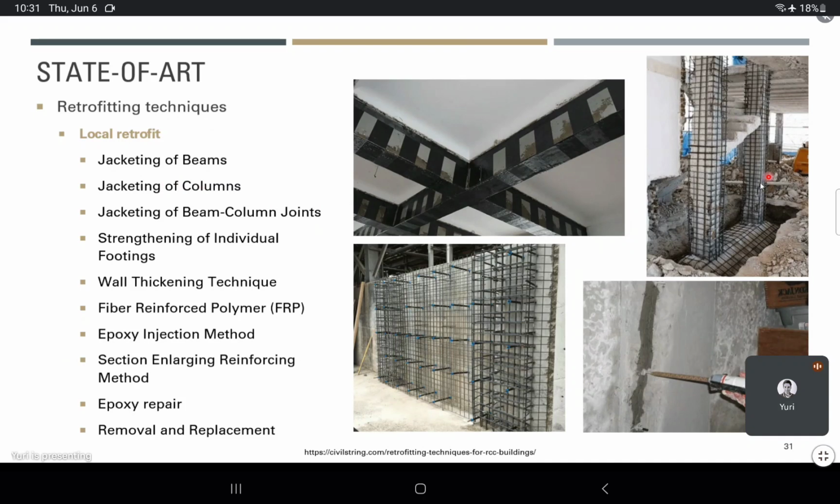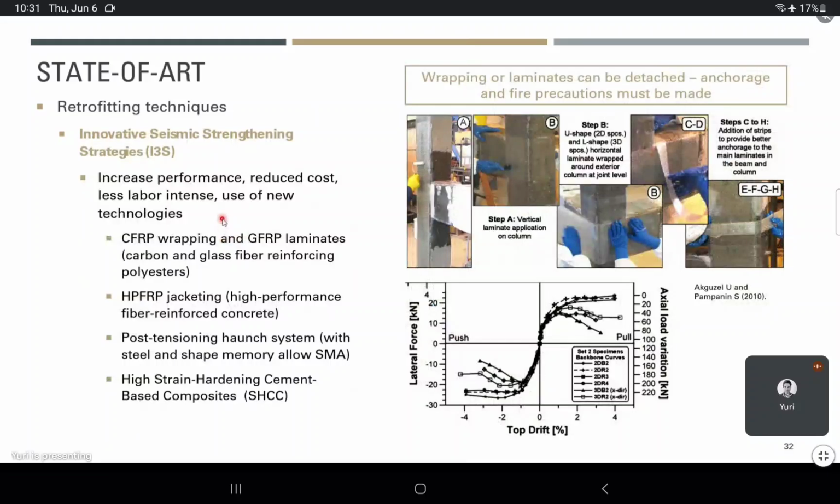Okay, and most examples are jacketing. We can do FRP jacketing, reinforced concrete jacketing, steel jacketing. We can enhance the size of the members. We can inject epoxy repairs. We can do removal and replacement. So we have many techniques that we can use. And something that we are actually concerned about is the innovative seismic strengthening strategies.